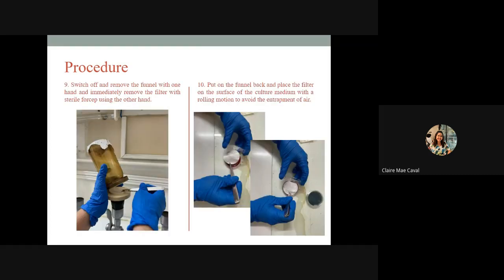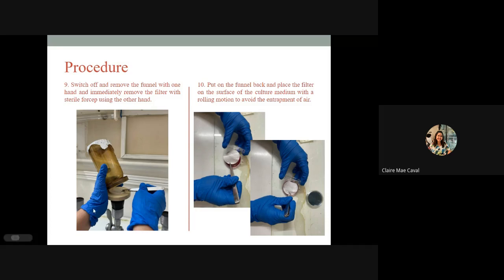Okay? Then number 9, after the filtration you switch off and then you remove the funnel, and that's the time you remove the sterile membrane filter. So this is the most challenging part, because if it falls or tears, it cannot be used anymore. You have to filter again. So it will be time consuming again.